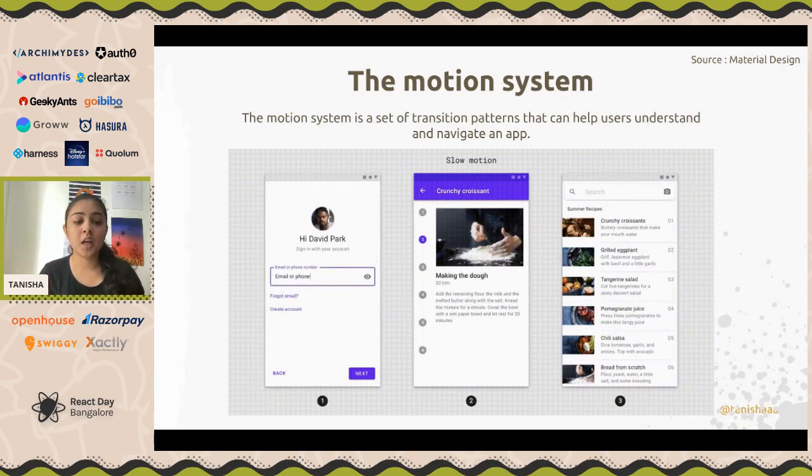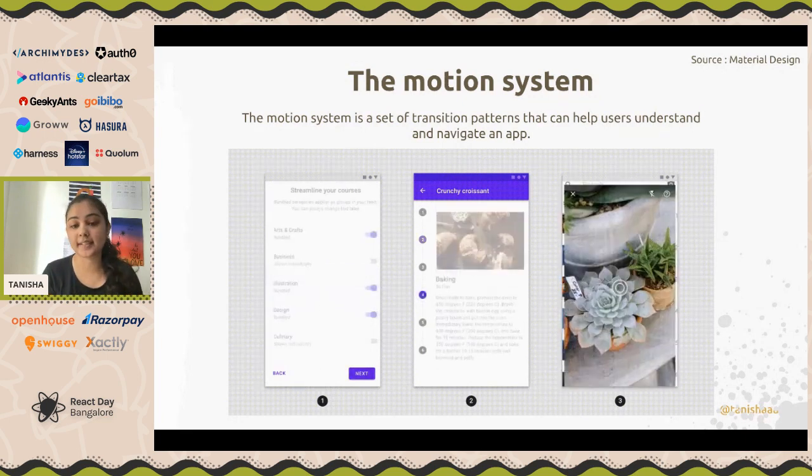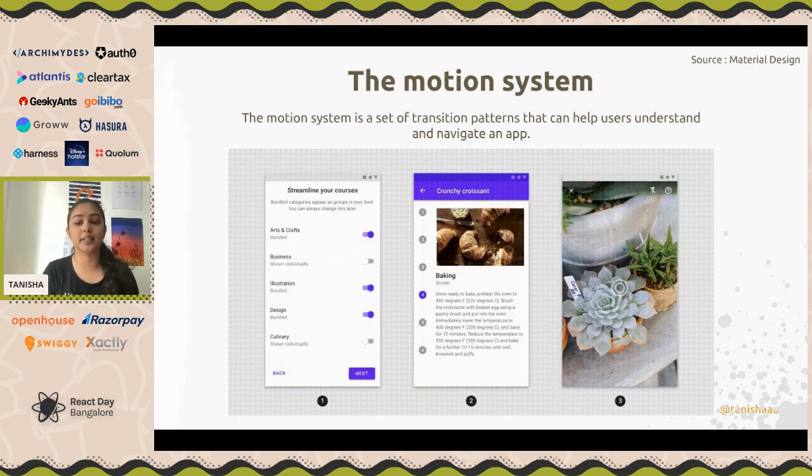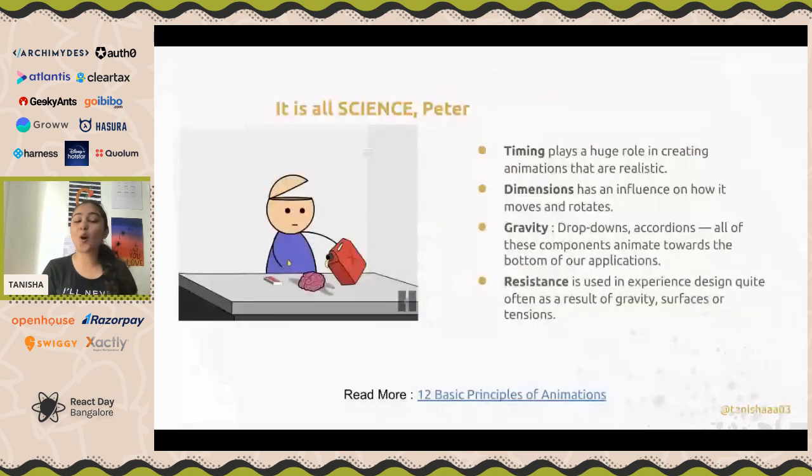In this example, the first one is along the x axis, the second one along the y axis, and the third one along the z axis. So it's all science, Peter. It's all science. There are a number of factors that affect these animations.